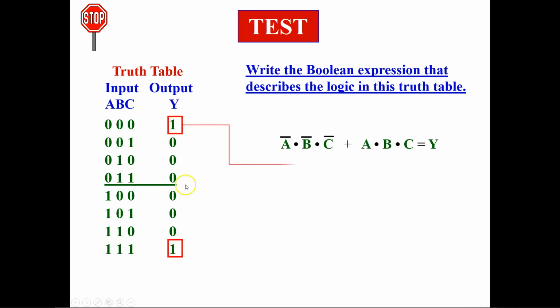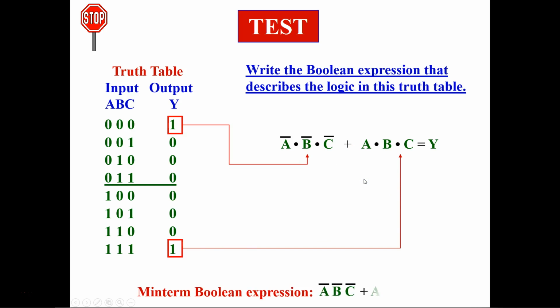So these two outputs are 1, and this indicates this expression which we already learned: A bar, B bar, C bar, and the other one is going to be the same. Okay, so this is your min-term Boolean expression. We did 2 examples, this one and the one before, of a min-term Boolean expression. Now let's see next.